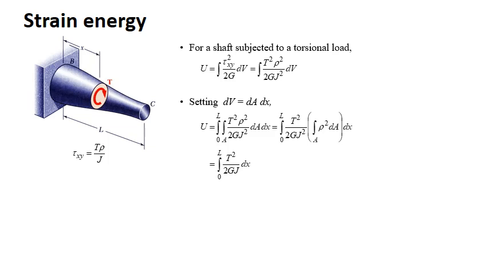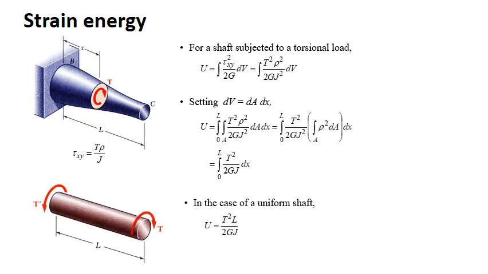Again replace dV, change the limits of the integral, and here take out rho square dA. You would have seen r square dA; here we are using rho square dA. What is the integral of rho square dA over the entire area A? It is simply the polar moment of inertia, that is J. So J and J will get cancelled. You will get the integral from 0 to L of T square by 2GJ. This is the general expression for strain energy.